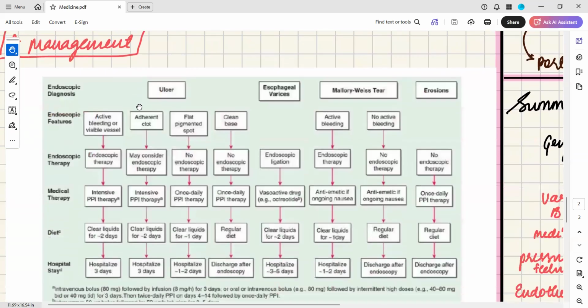This was the table that was shown in Harrison, on how to deal with different causes of upper GI bleed. But I guess before going through this table, we'll discuss the broad medical management, and then in the end, we'll revise it with this table.